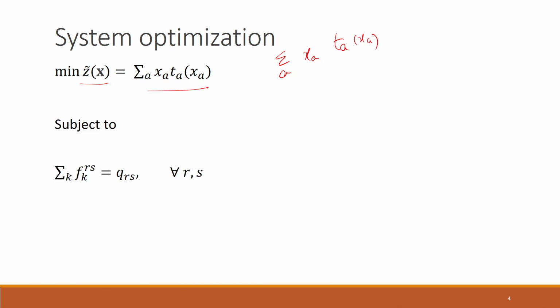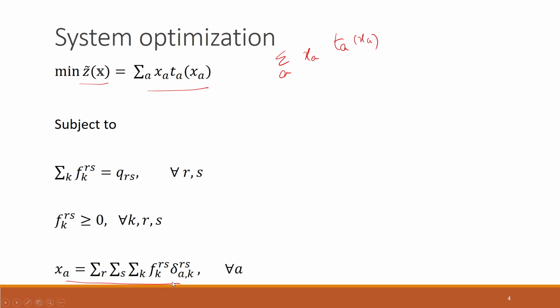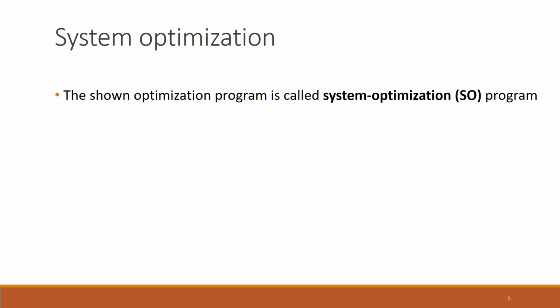Now the constraints are the same as the user equilibrium constraints: the sum of the flows on all the paths connecting R to S is equal to the travel demand, the path flows are non-negative, and the link flow is related to the path flows by this equation here. So the constraints are the same as before, so we are not discussing them here. This optimization program is called the system optimization program, or SO in short.